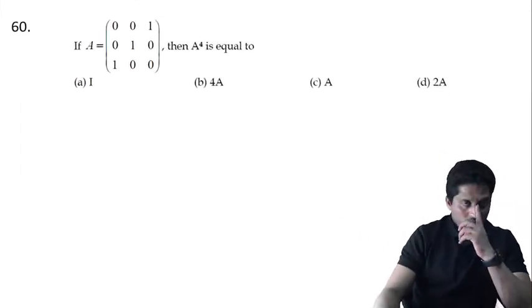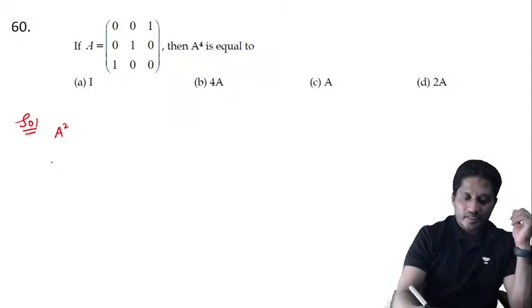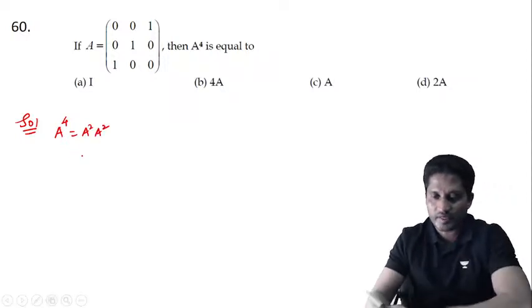Question number 60. I'm supposed to find out what is A power 4. A power 4 can be written as A square into A square, right? A to the power of 4 is A square into A square. Okay, first I'll find out what is A square.